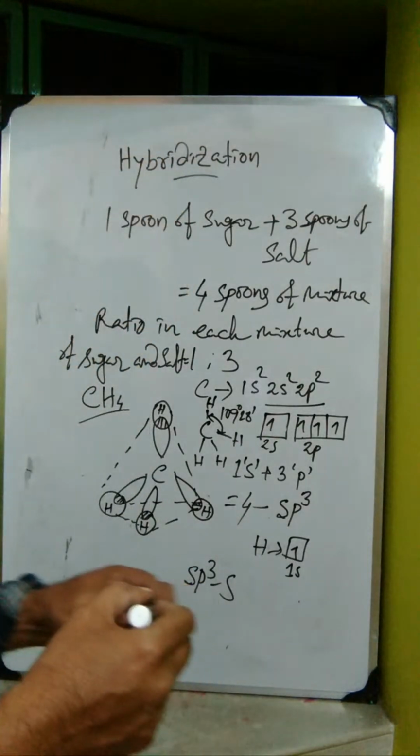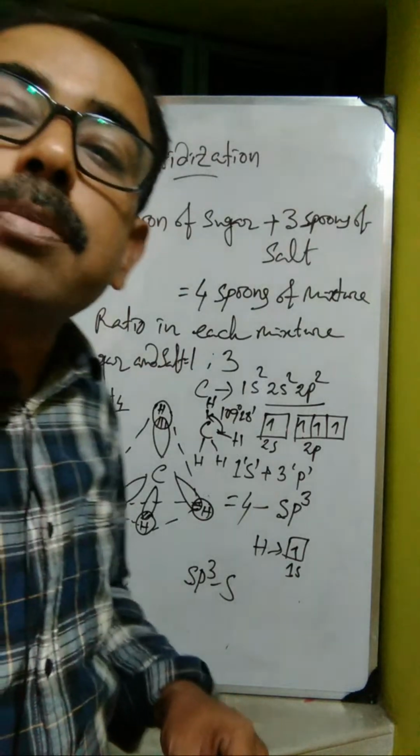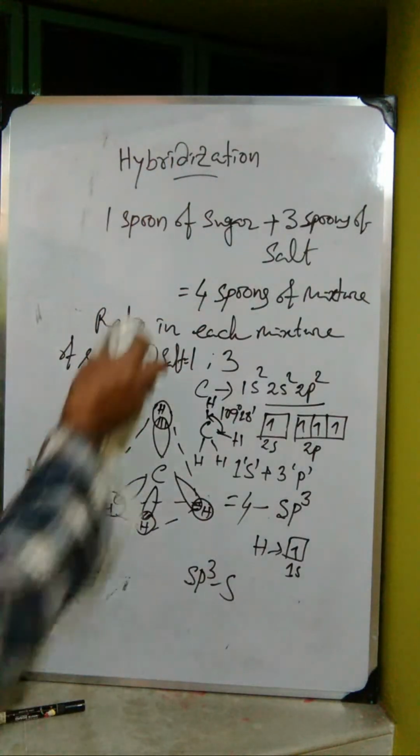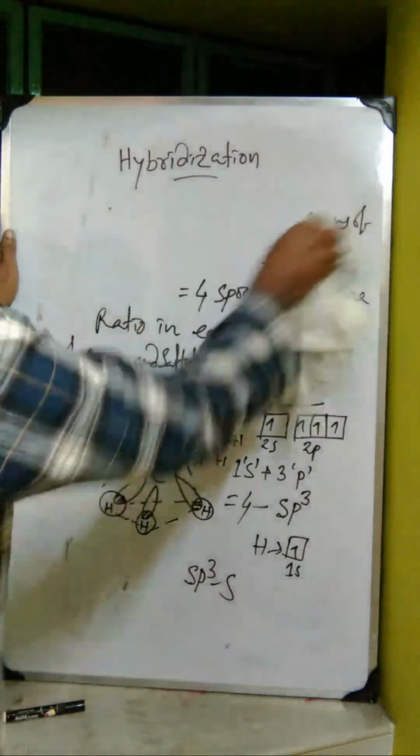Next we will see the state of hybridization of sp2. The molecule where sp2 hybridization occurs is, say, boron trifluoride.